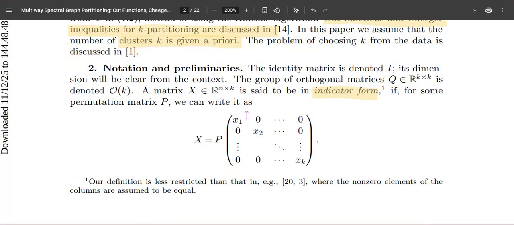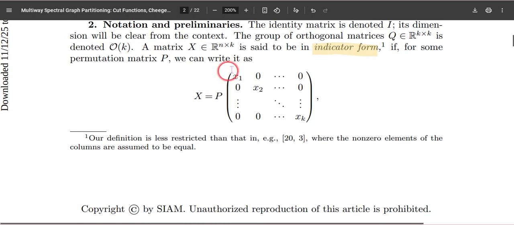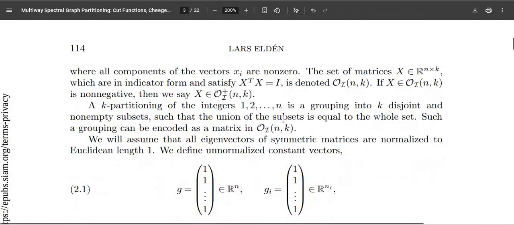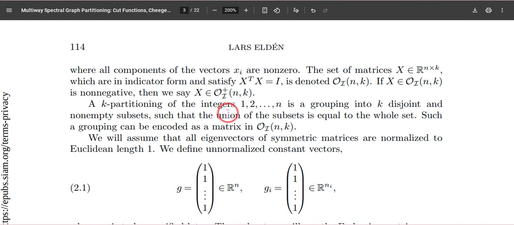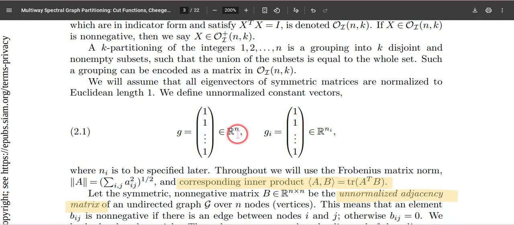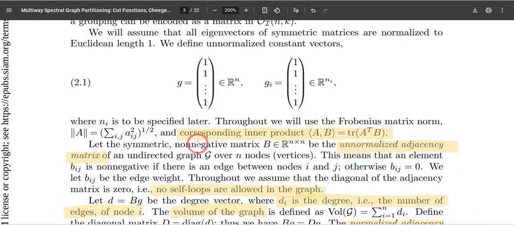So the notations are very standardized. The indicator form, the matrix indicator form, is expressed in this way. For a permutation matrix, this can be diagonalizable, and also if there are integers from 1 to n, they can be grouped into k disjoint non-empty sets. And symmetric, these are some of the eigenvectors, and we know that the norm of the matrix can be a standardized Frobenius norm.